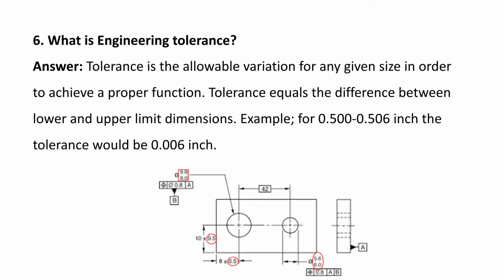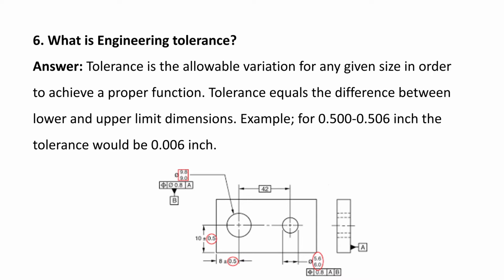Next question, what is engineering tolerance? Okay, so the tolerance is nothing but the difference between the lower and upper limit of the dimension, that is known as tolerance, and that can be understood with the help of this diagram. So here the tolerance is shown with the help of red circle. So if you can see the dimension, that is 10 plus minus 0.5. So 0.5 is nothing but the tolerance. That means this dimension can vary in between 9.5 to 10.5.